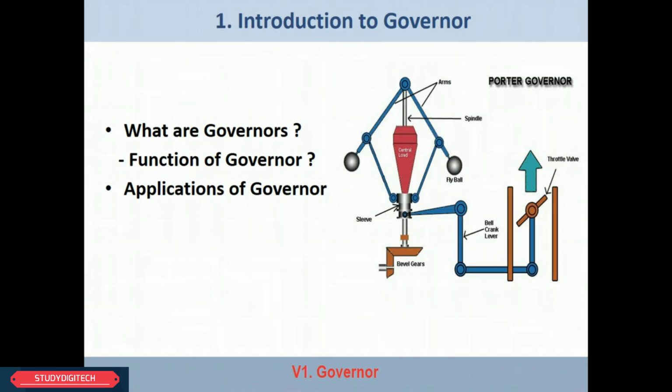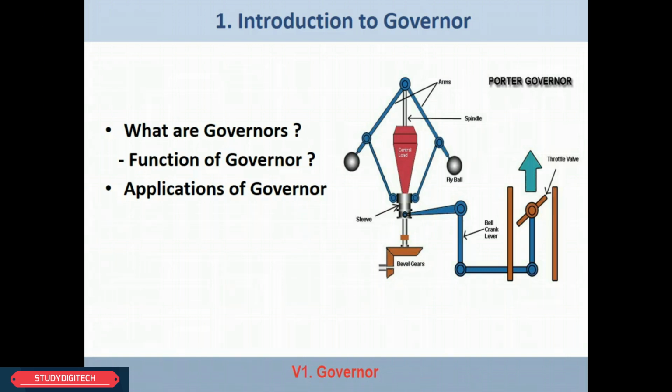What are the applications of the governor? Governors are used in automobiles to control the speed and keep it within the required speed by operating the throttle valve. The second example is speed control of the turbine shaft in hydroelectric power plants. The next example is speed control of a mechanical music box. So these are some of the applications of governors.